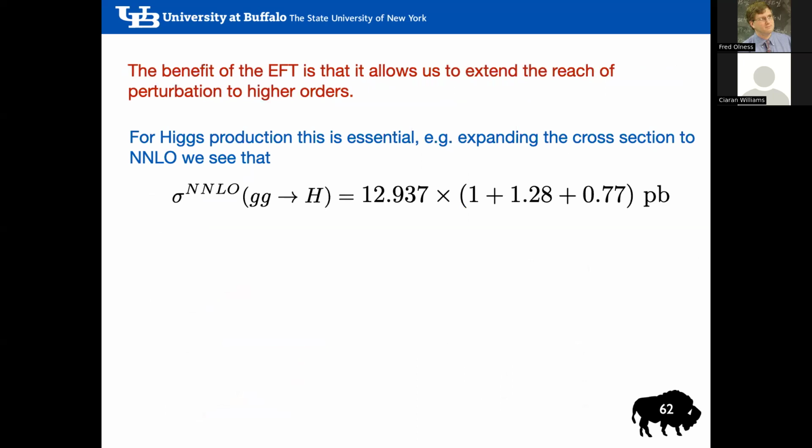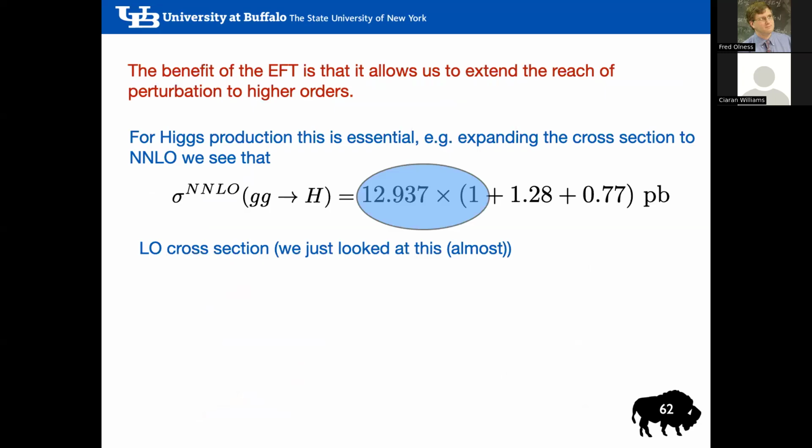So for example, these numbers are now somewhat out of date, but the point is still there. If we expand our Higgs cross-section through next to leading order in QCD, then this term here, roughly 13 picobarns, is the leading order number. That's essentially what we just calculated. We have to square it up and we have to do this thing called PDFs. Maybe you've heard of them.